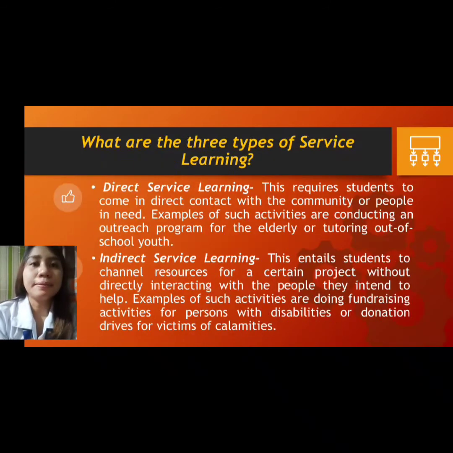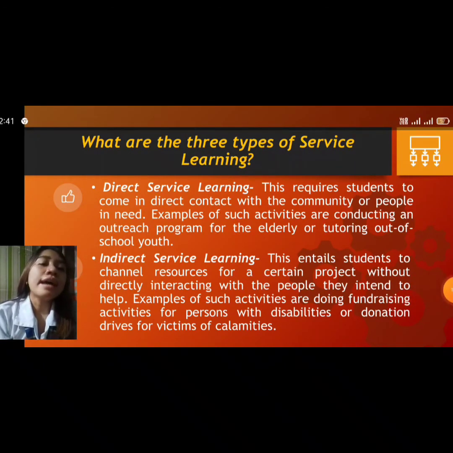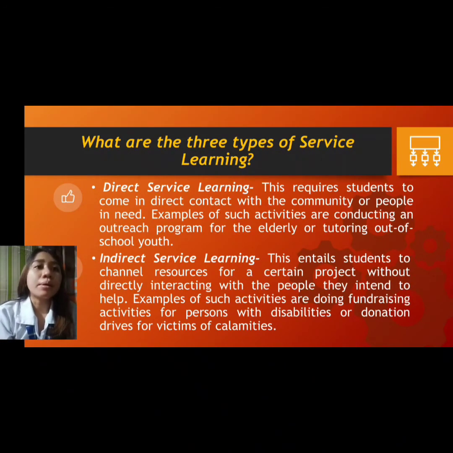So, next. So, let's move on to three types of service learning. The first one is the direct service learning. So, the direct service learning requires students to come in direct contact with the community or people in need. So, examples of such activities are conducting an outreach program for the elderly or tutoring out of school youth.